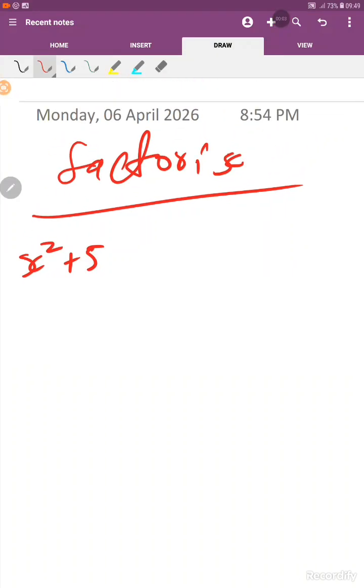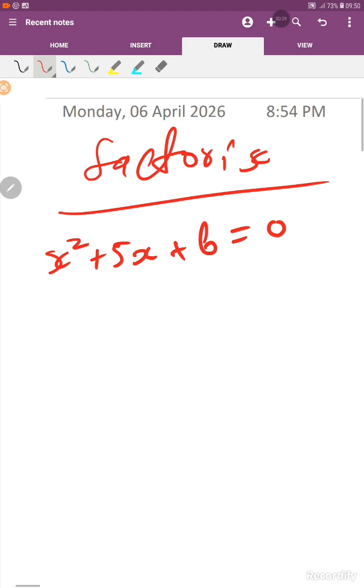So we are going to focus on factorization. Today we're going to do the normal factorization, whereby we have to find the common factors of the two numbers in the quadratic formula. So we have that x squared plus 5x plus 6 is equal to 0, or you can just put this equal to aside, but for now let's just do it.